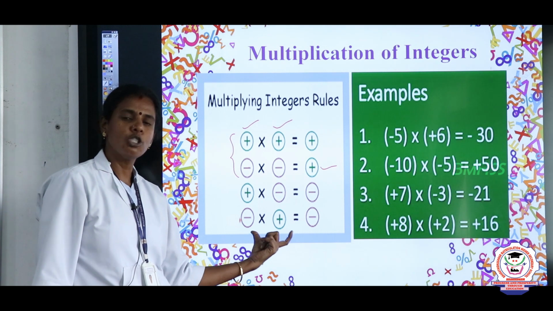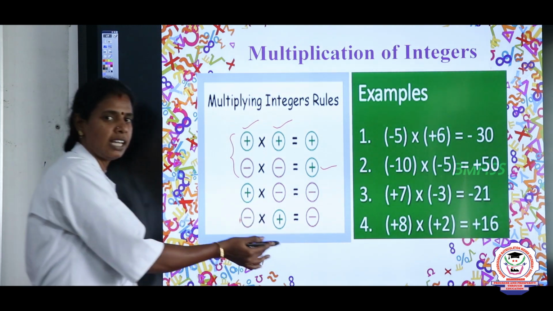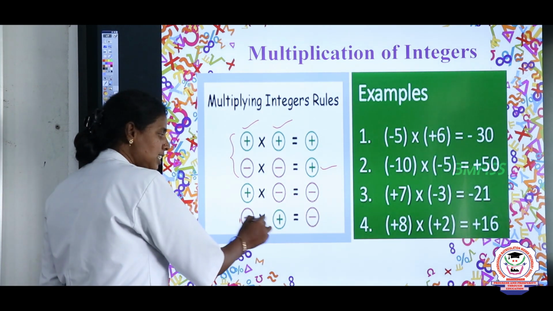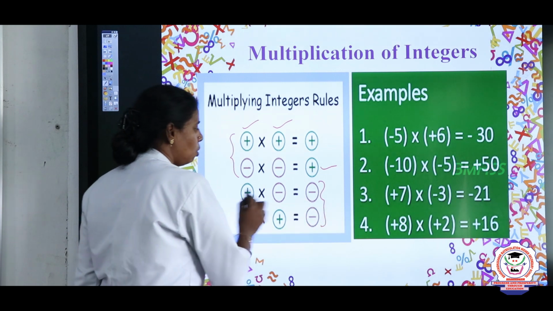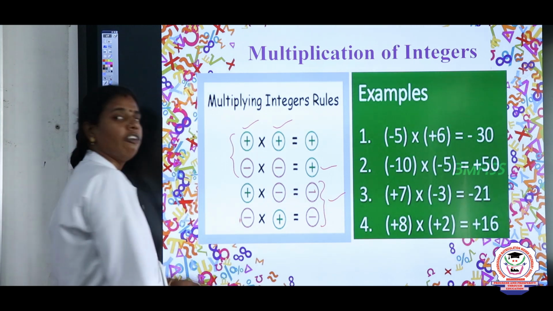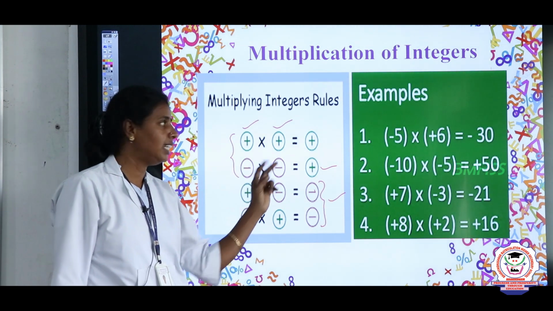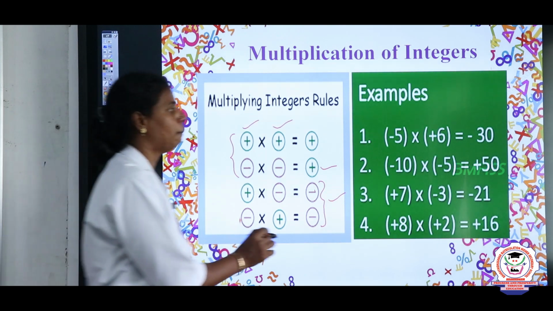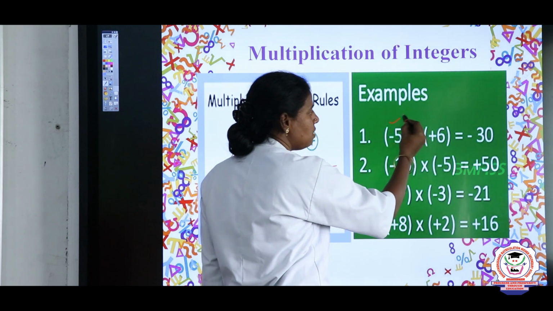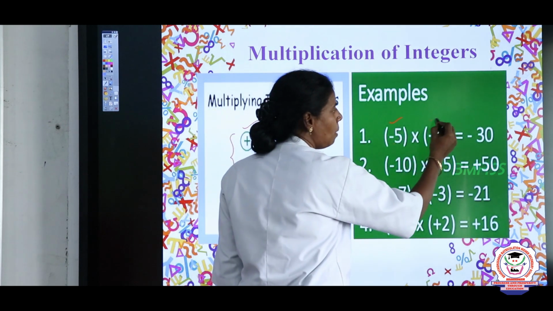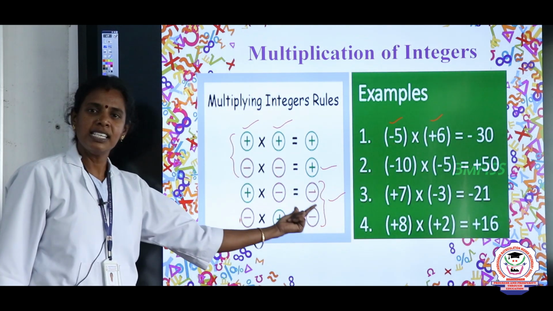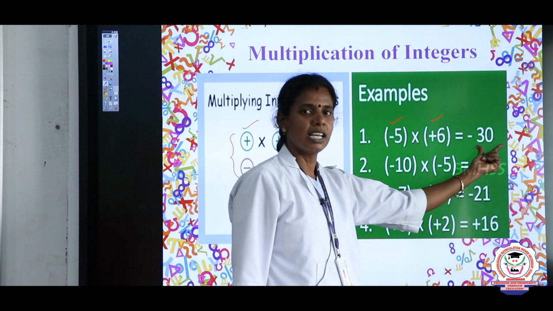When the two integers have different signs, one positive and one negative, plus into minus is minus. Minus into plus is also minus. So integers with different signs give a negative answer. If both integers have the same sign, the answer will be positive. For example, see the examples: minus 5 into plus 6. Minus 5 is a negative integer, plus 6 is a positive integer. So different signs, positive and negative, we have seen that the answer will be negative.